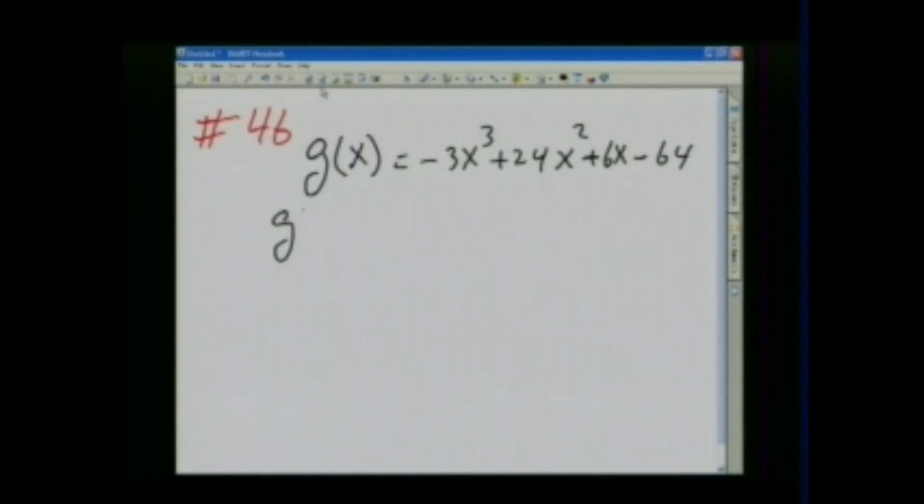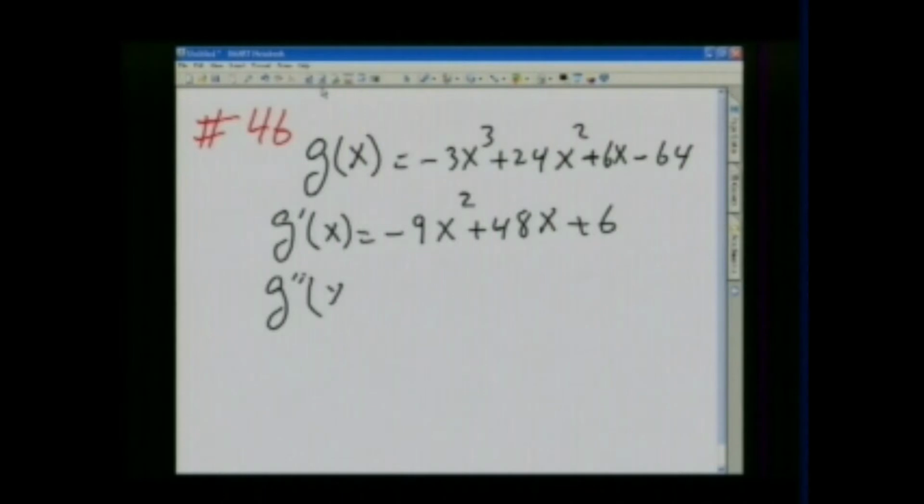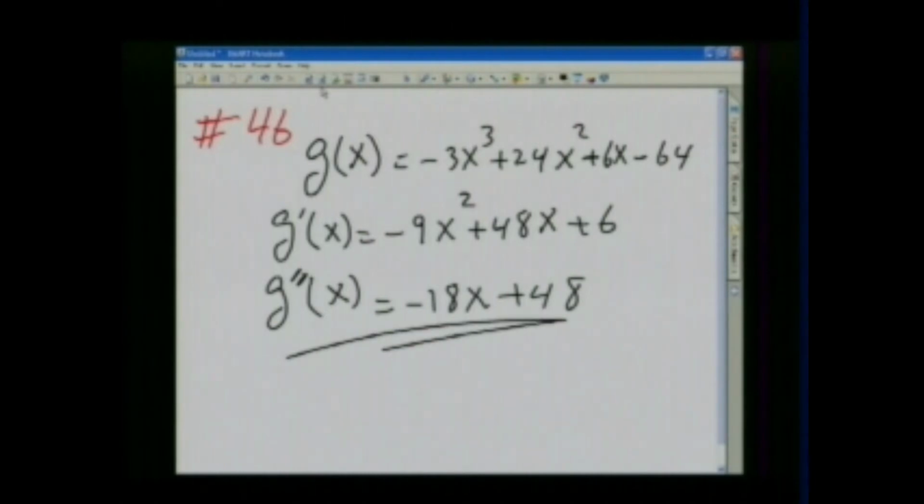The first derivative, g prime of x, would be equal to minus 9x to the second plus 48x plus 6. The second derivative, which is the derivative of the first derivative, you show it as g double prime of x. It would be equal to minus 18x plus 48. That's it. That's the second derivative.